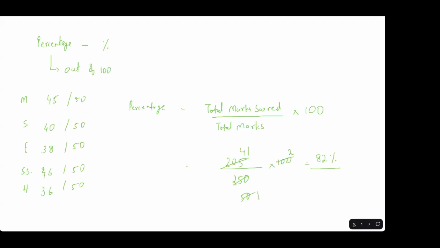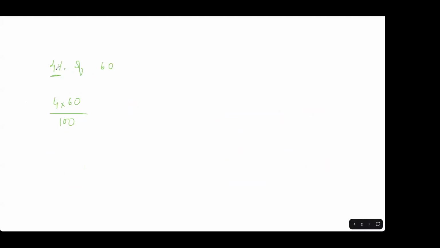Now, generally the sums are like 4% of, let's say, 60. So how to find out? Now the value of percentage is given. So here 100 will come in the denominator. Earlier we had to find the percentage, so 100 was in the numerator. Here the percentage value is already given. So the zeros cancel. It comes out to be 24 upon 10, which is equal to 2.4. Understood? So 4% of 60 is 2.4. Is this clear, everyone?